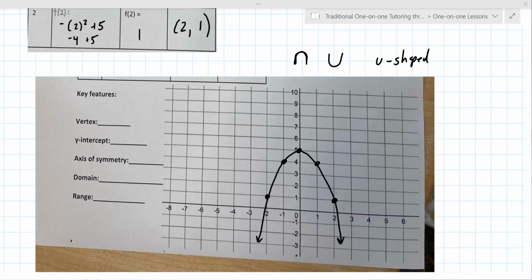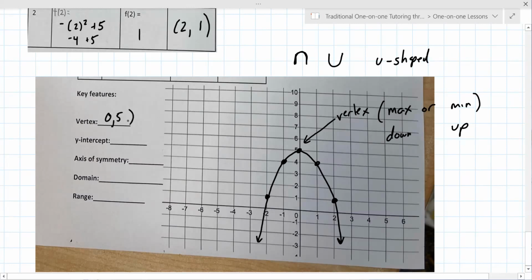So the vertex, this point up here, is the vertex. The vertex is either the max or the min. It's the max when it opens down. Do you see how this opens down? Or the min when it opens up. Max down or min up. So it's this point at the top, or the point at the bottom if it were to open up. So that's the vertex. Yes, the vertex is 0 comma 5.